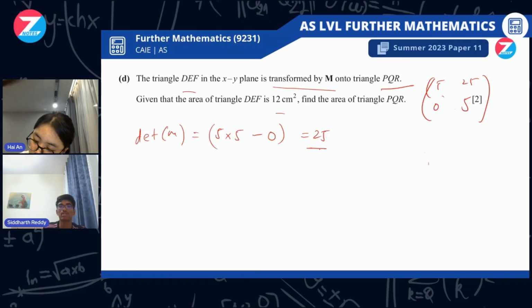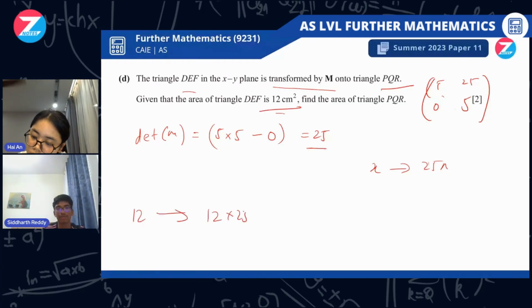What this means is that any area before the transformation, if it has an area x, after the transformation will have an area 25x. They gave that the area of the triangle before is 12, so the area of the triangle after will be 12 into 25, which is just equal to 300. So that's the answer.